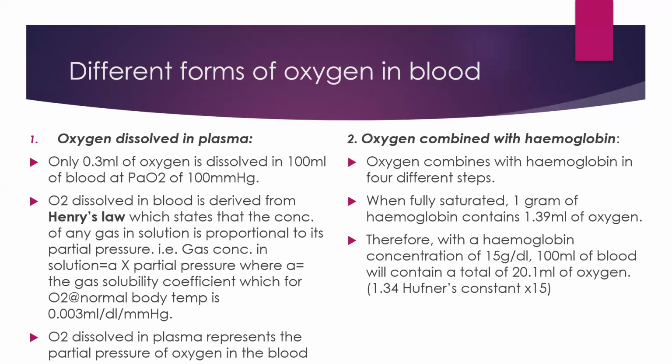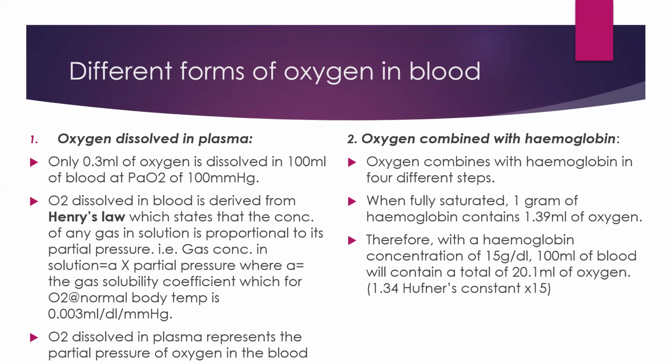The amount of oxygen that is dissolved in plasma or in blood is governed by Henry's law, which states that the concentration of any gas in solution is proportional to its partial pressure. So the higher the arterial partial pressure of oxygen, the more oxygen is dissolved in plasma. As little as this is, the oxygen dissolved in plasma is what actually represents the partial pressure of oxygen in blood. So more importantly is the oxygen that is combined with hemoglobin.